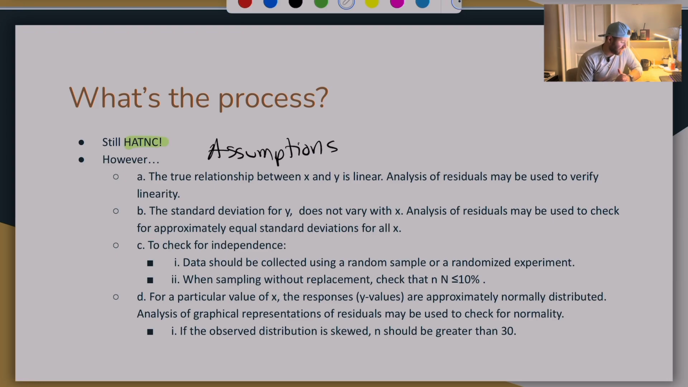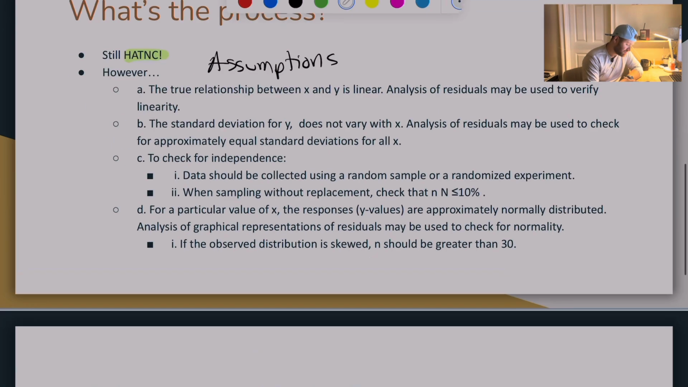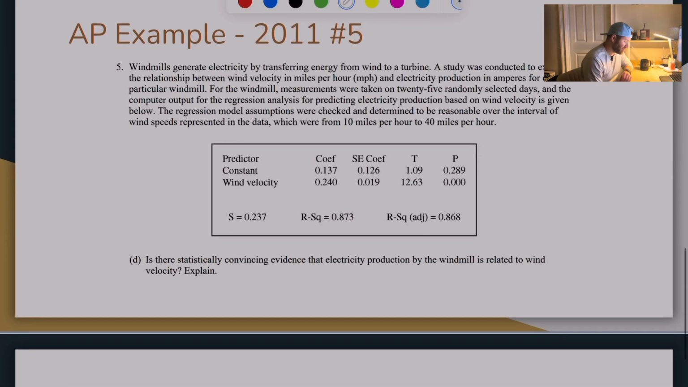But let's take a look at an example problem that is from an FRQ. For this particular one, this is about windmills generating electricity. Here, I only took one part of the question. This had A, B, C, D. I only took part D because that is the one that involves the hypothesis test for slope.